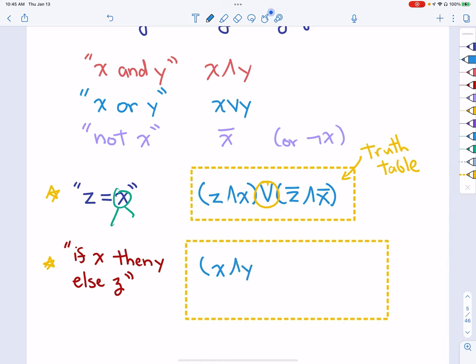X and Y, or not X and Z. Oh, maybe it wasn't trickier. Made it look easy. Okay, I think this is correct.